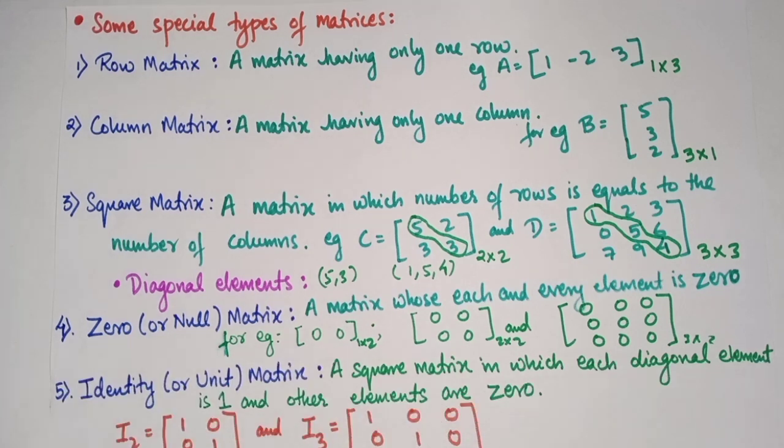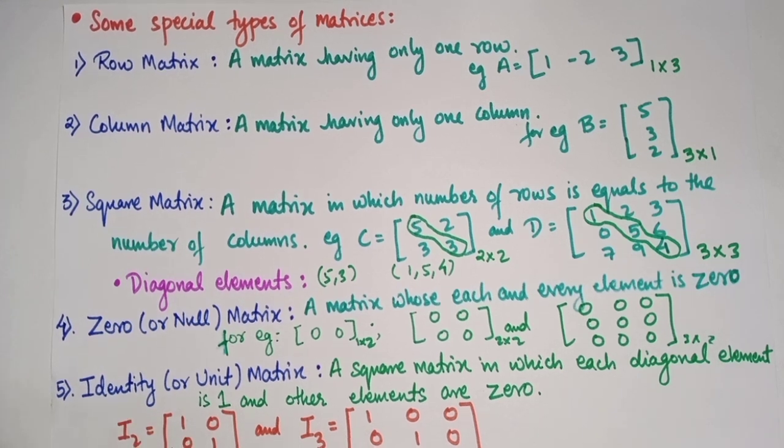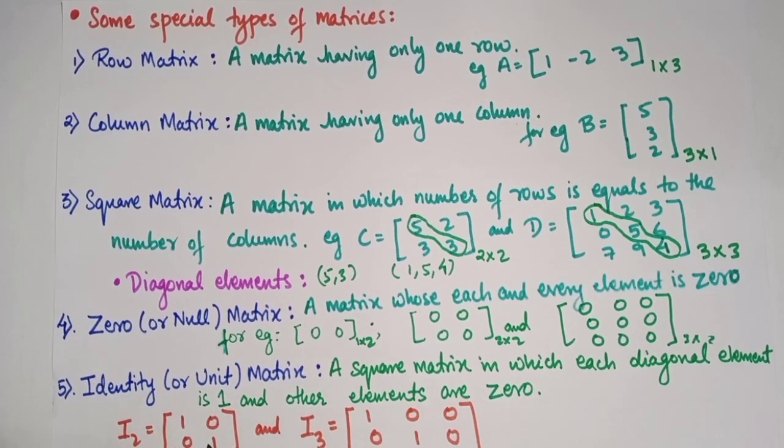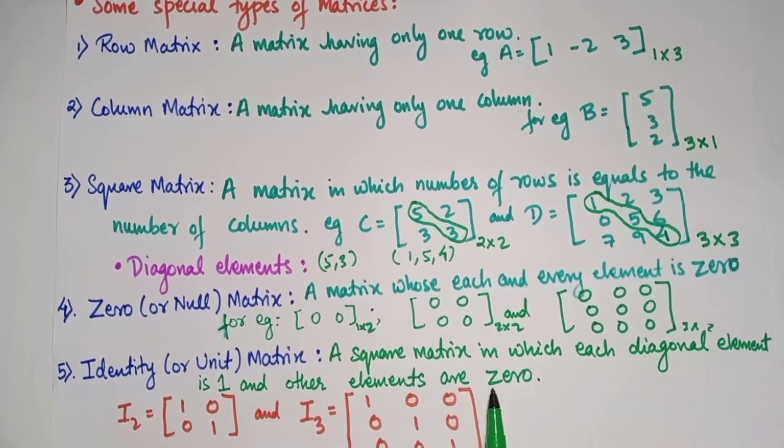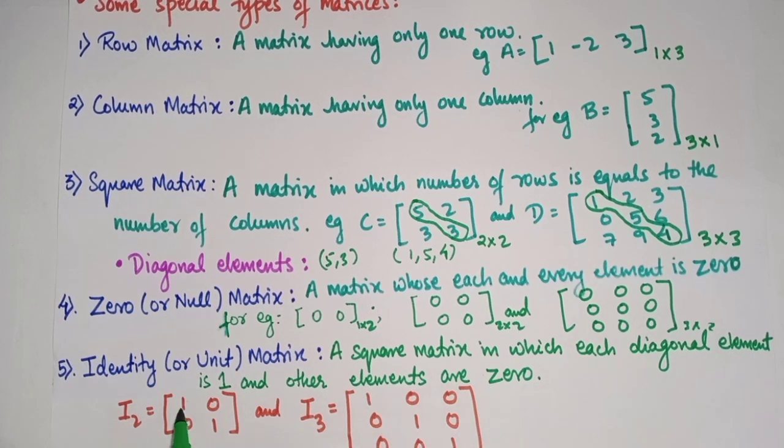Now we have the last one, you can see identity or unit matrix. So identity means whatever you multiply by it, it will stay the same. That is identity. So 1 is identity, because 100 into 1 you will get 100 only. Similarly in this matrix, you can see diagonal elements are 1. I have already explained what diagonal is. So it is a matrix in which each diagonal element is 1 and other elements are 0. Other elements have to be 0. You can see here diagonal elements 1 1.